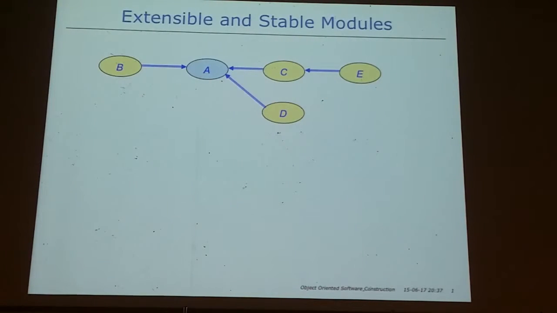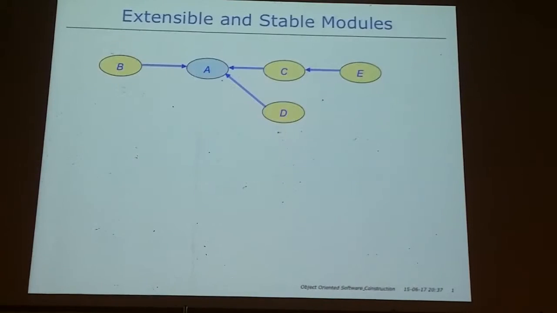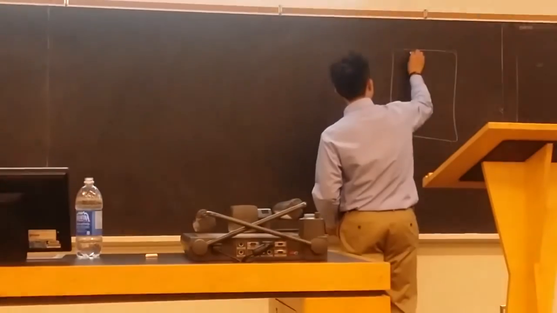Okay, so now we have some problem here. Remember I said before, once you have defined your interface, you have to make sure your interface stays stable. Otherwise, any clients who depend on your interface may suddenly have their code uncompilable. Okay, for example, let's say you have a class here. So you have your supplier class.